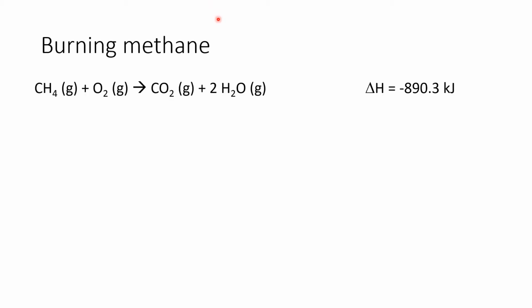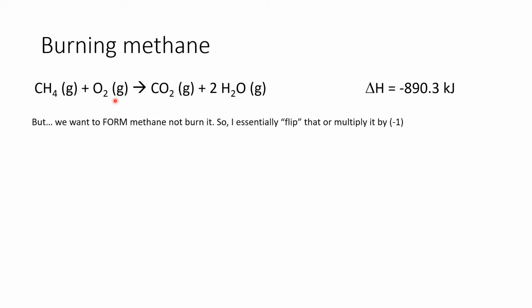Okay, so we can't form methane in the calorimeter, but we can burn methane in the calorimeter. We can take and we can charge CH4 gas in a calorimeter, and we can put in O2 gas, and we can light that thing off, and it'll change to carbon dioxide and water vapor. All right, cool. And we can get a value. We can get this value of negative 890.3 kilojoules for that reaction. It's a very energetic reaction. But wait a minute. It's backwards.